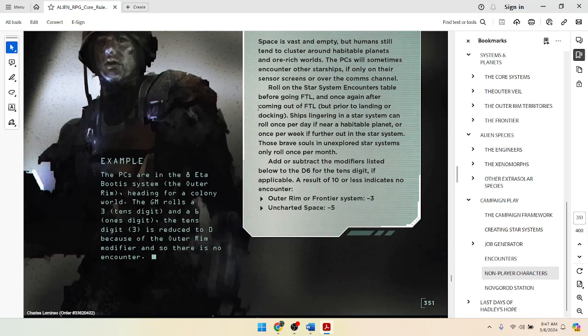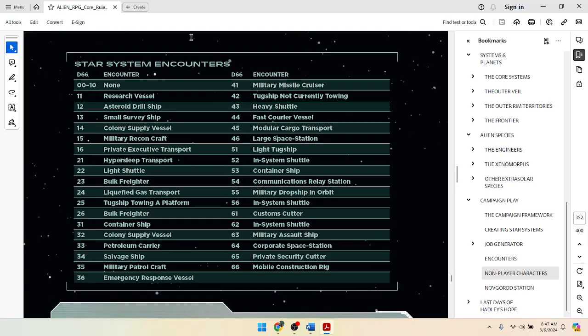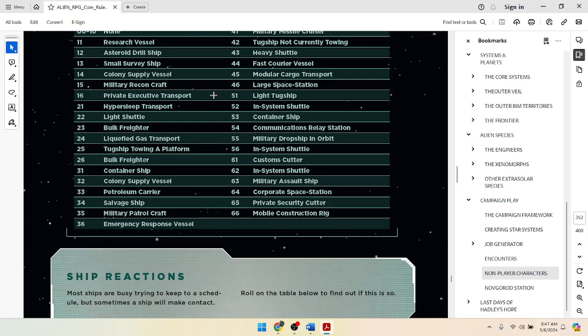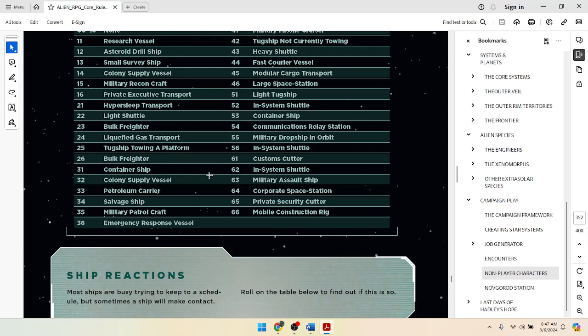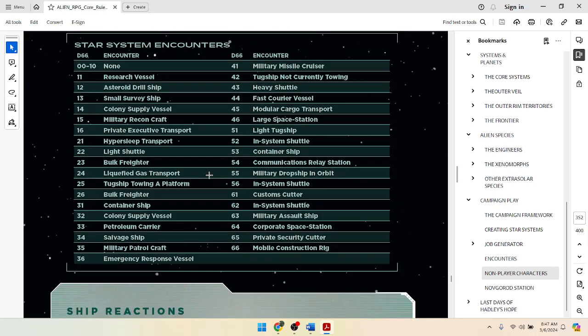Same thing with the encounters, right? So I just want to show a little bit here. We've got some star system encounters, and this is on the D66, so like a D100 with sixes. Star system encounters and reactions. How do these ships react? And you might even plan this out in advance so you could create a story around it.